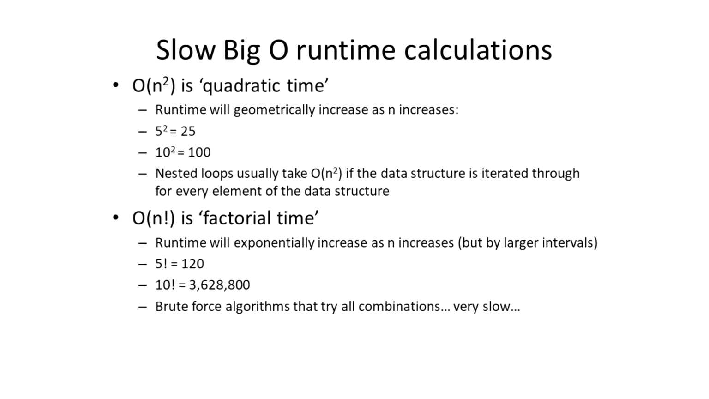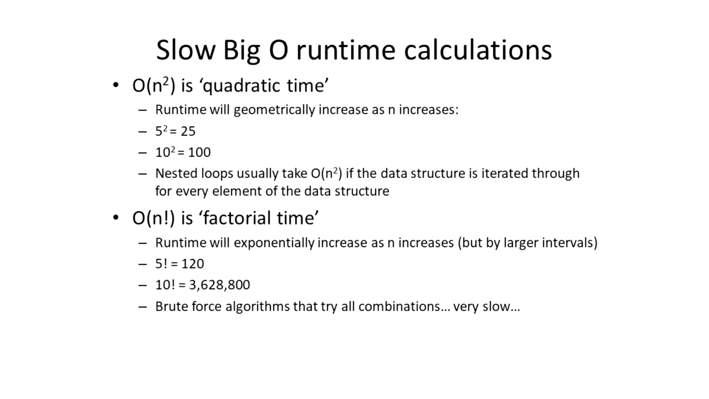So moving on to some other measurements, we also have quadratic time, which is denoted as O of n squared, or in other words, O of n times n. For example, if n is 5, then 5 squared, 5 times 5, is going to be 25. But if n increases to 10, 10 squared, 10 times 10, is going to be 100.